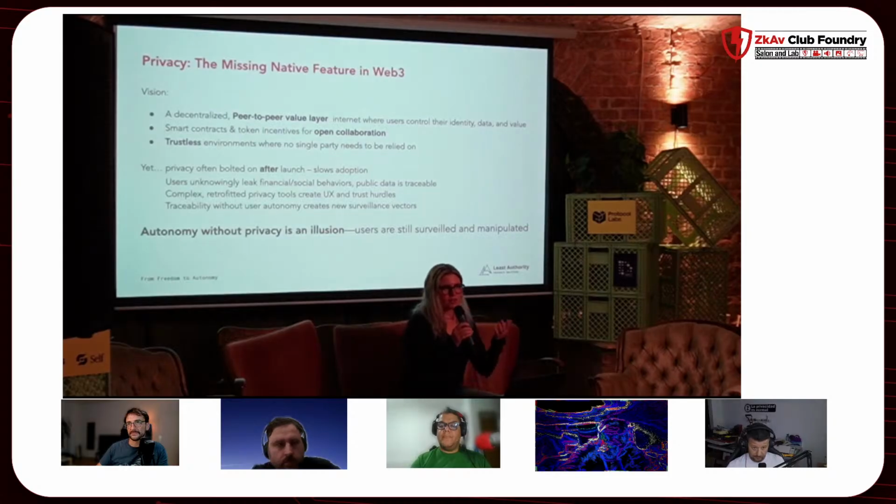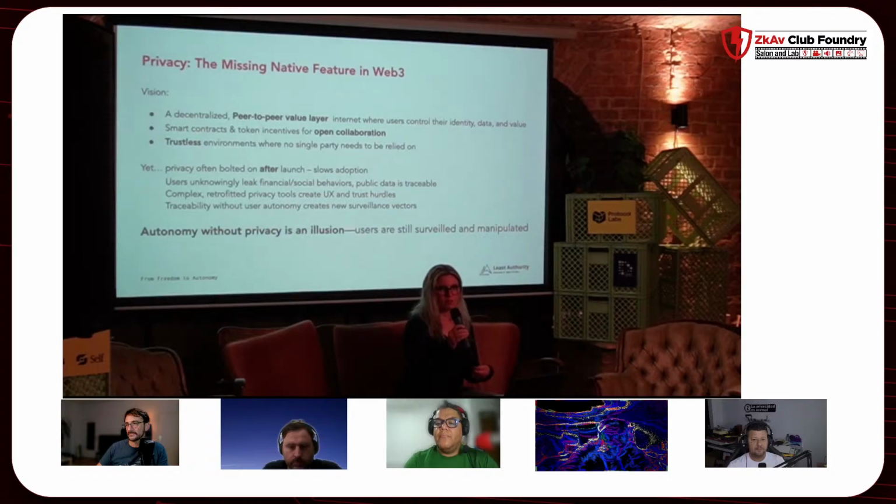So I think we all are here, to some degree we agree that privacy is the missing native feature in Web3. This is fundamental. We cannot give people the freedom and the rights that we have promised them in Web3 without actually having privacy being native and fundamentally embedded into our systems. So the vision that we have of this, like, you know, peer-to-peer value layer, this ability for people to exchange value, to control their identity, their data, all of this is empowered by having privacy built into the systems.